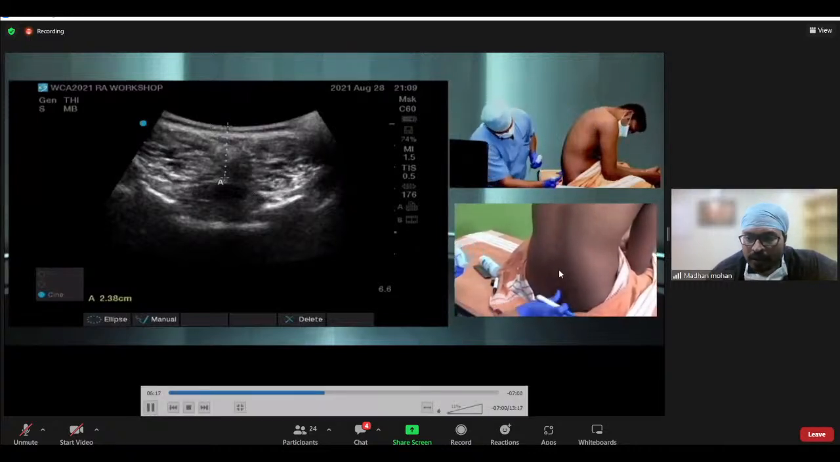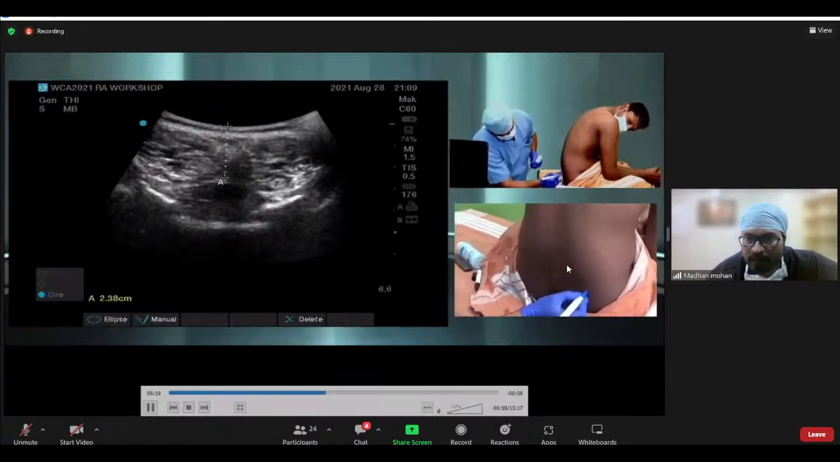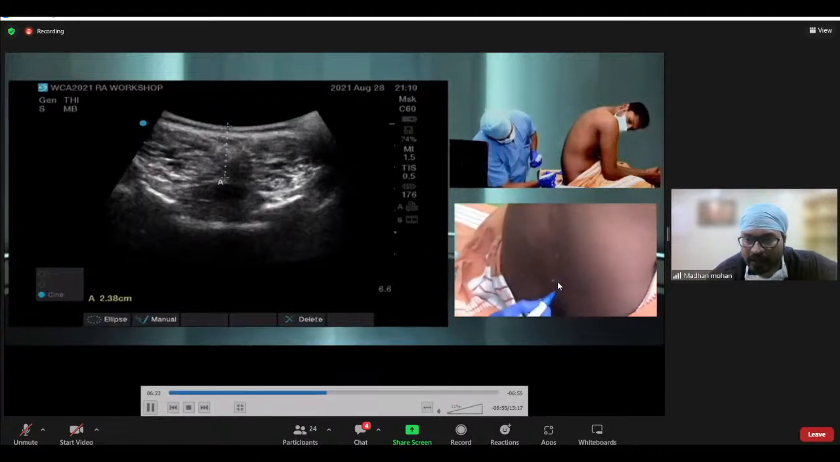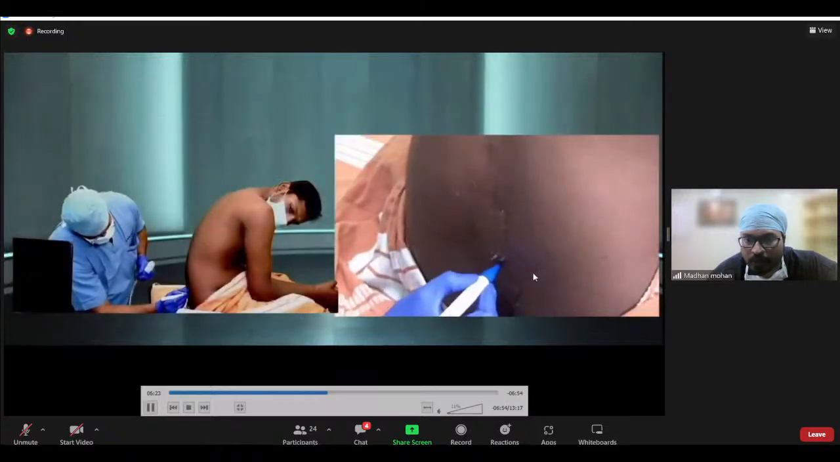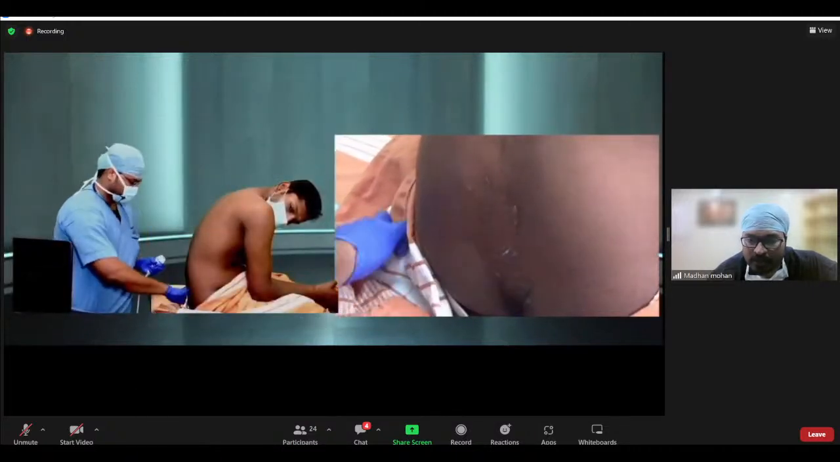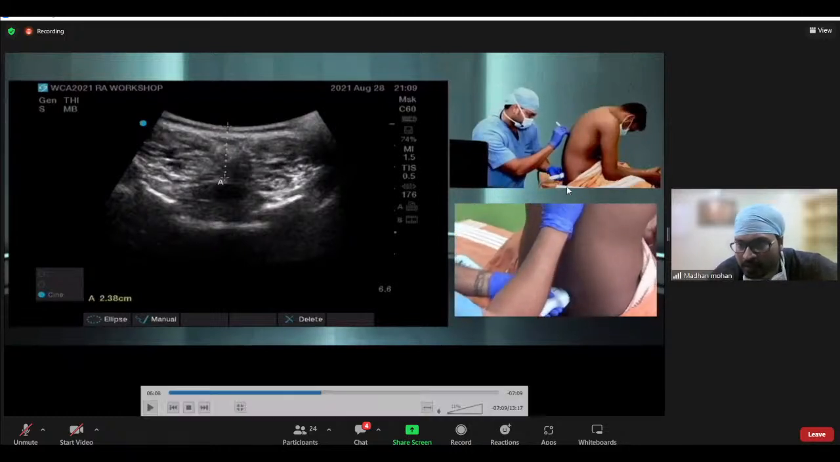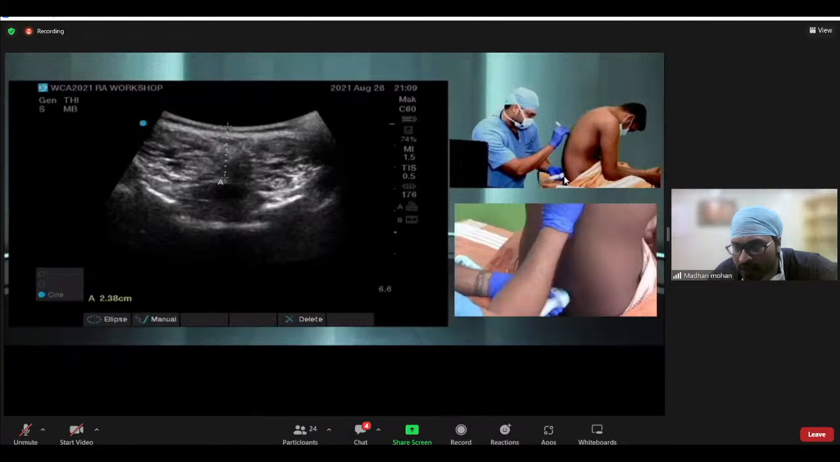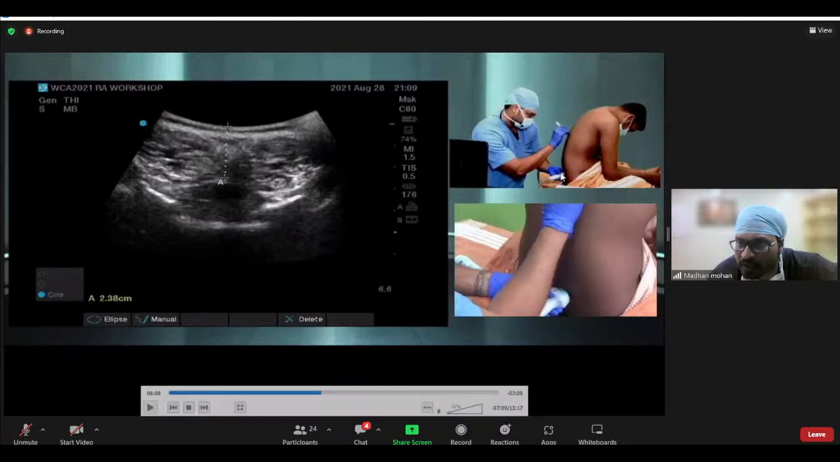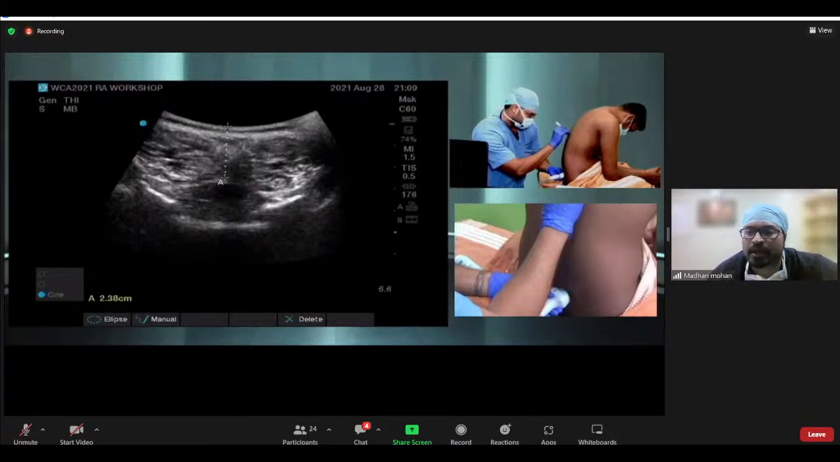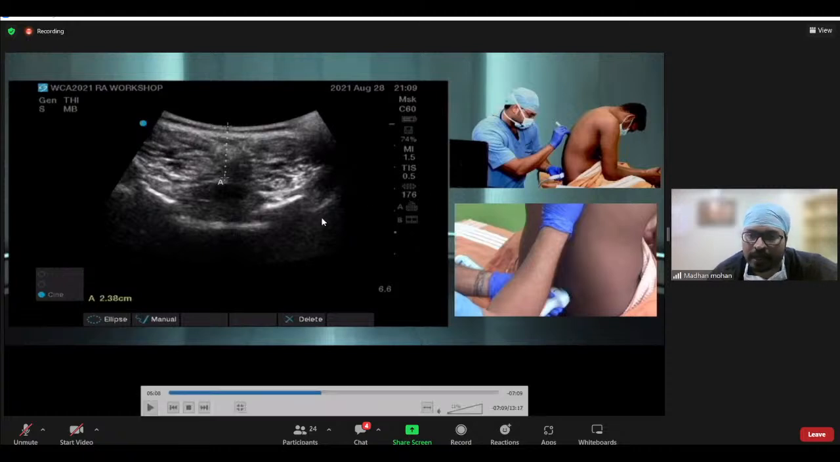So once I identify both, I'm going to join both the lines, and then that will be the needle entry point. Here you can see the tilt of the probe. It's not perpendicular to the skin. So this will be the trajectory of your needle. Say this will be somewhere between 10 to 15 degrees from the skin. So that much cephalad angulation I need to give in order to get into the vertebral canal space.